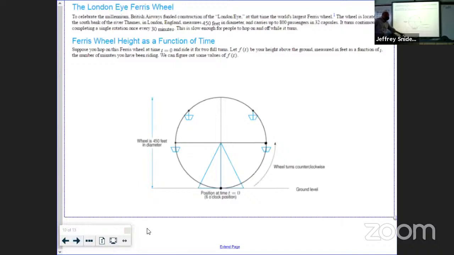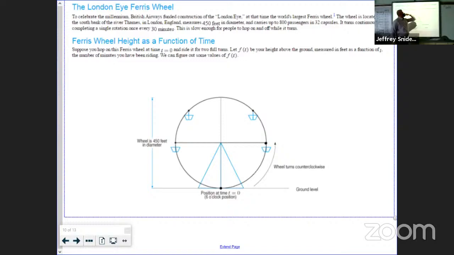All right. Anybody been to London? Okay. It's okay. You don't have to be in London. So anyways, here we go. The London Eye Ferris wheel. That's that monstrosity, huge Ferris wheel in London. They celebrated the millennium. British Airways funded construction of the London Eye. At that time, the world's largest Ferris wheel. The wheel is located on the south bank of the River Thames in London, England, measuring 450 feet in diameter. That's pretty tall, okay?